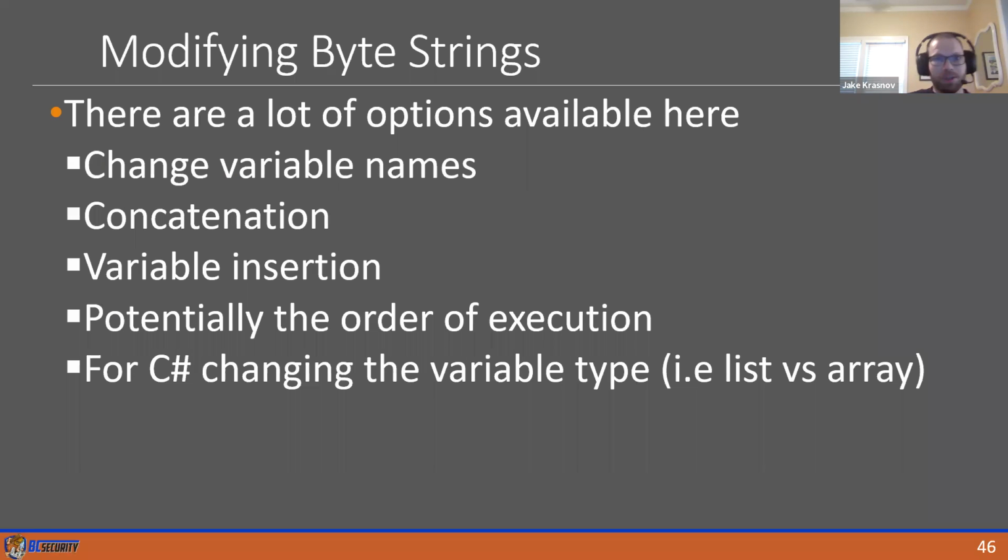When we modify byte strings, there's a lot available here. We can change the names of our variables. We can concatenate things. We can use variable insertion. We can potentially change the order of execution. That's one I like to use a lot. For C#, changing the variable type, like from a list to an array, can also create changes in our byte strings that break detections.